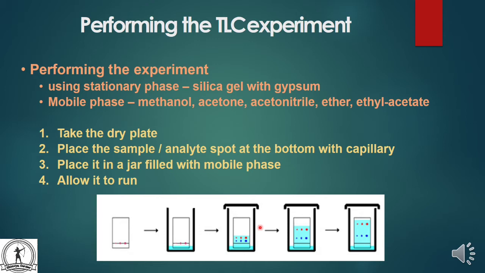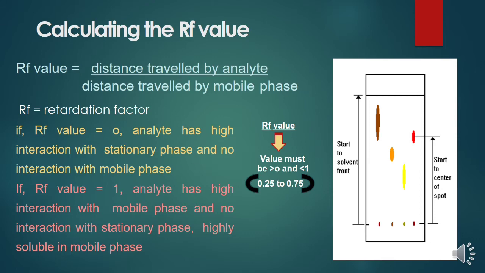Here, see, from the sample, two spots are separated. One is red and the second is blue. So from this last image, we can say that if our stationary phase is polar, then red is non-polar in nature and blue is polar in nature. But if our stationary phase is non-polar, then red is polar in nature and blue is non-polar in nature. So blue moves slowly and red moves faster. Got it?